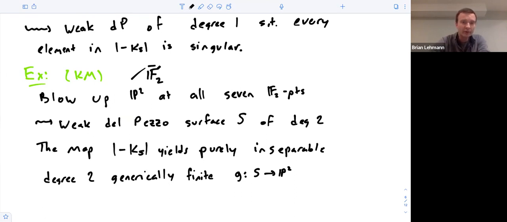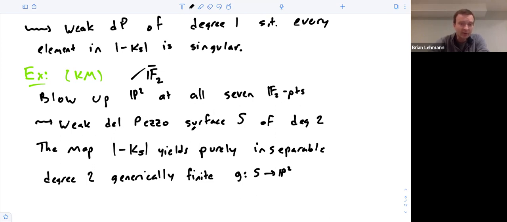So suppose that we're working in characteristic 2, and suppose we blow up all 7 F2 points of P2 and then base change to the algebraic closure. Based on the incidence correspondences between these points, and understanding the lines and conics on them, the result of this blow up is going to be a weak Del Pezzo surface of degree 2.